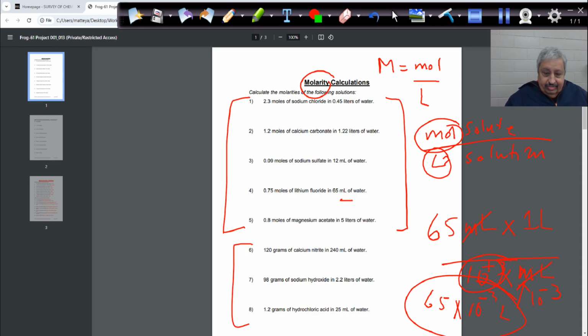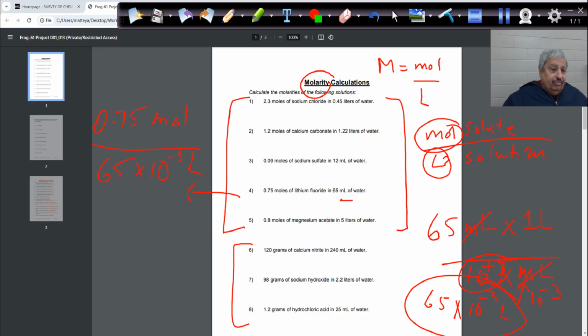So then the molarity will be 0.75 mole per 65 times 10 to the minus 3 liter, correct? And just do the whole calculation yourself. That's not really difficult, correct? Everybody agrees, or you want me to solve it for you? It's very simple math.